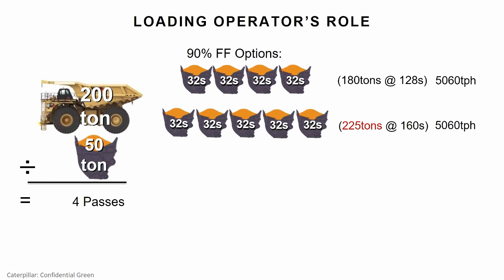Another argument: you put a full 5th pass on there half the time, it'll balance out on average, and you're getting your payload on your truck. The problem with that is you're overloading some of the trucks, and if it takes the same amount of time to get that 5th heaping pass, you're not actually improving your productivity rate.